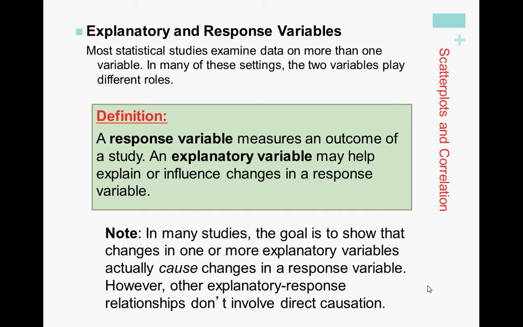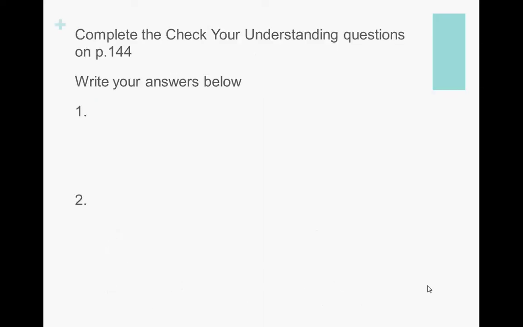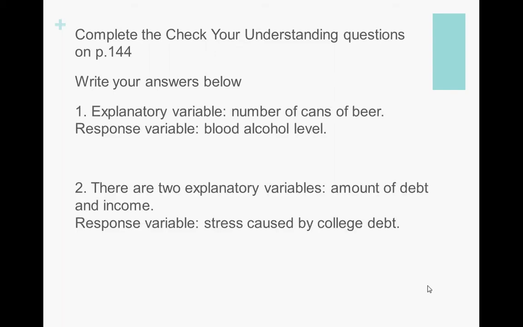So right now I want you to turn to page 144 and complete the Check Your Understanding questions. So please pause this video right here and take some time to finish that, and then just hit play when you're done. Alright, so you should be done now. Here you go. You can see what the explanatory and response variable were for each of these. Notice in number 2 we had two explanatory variables.